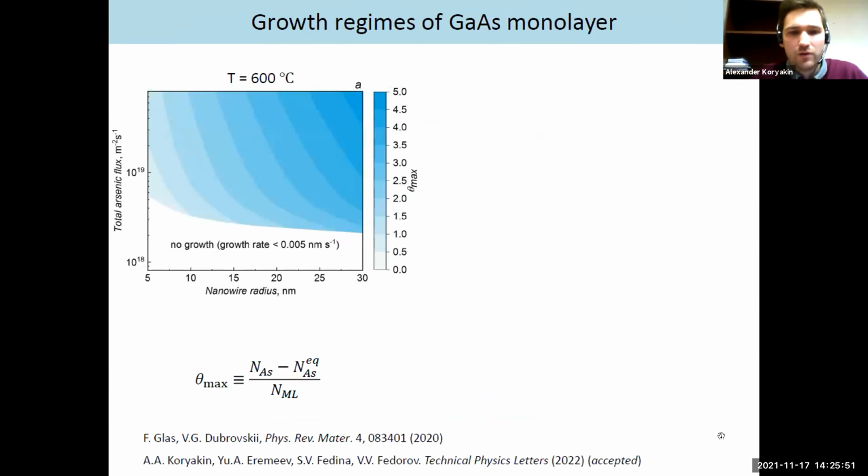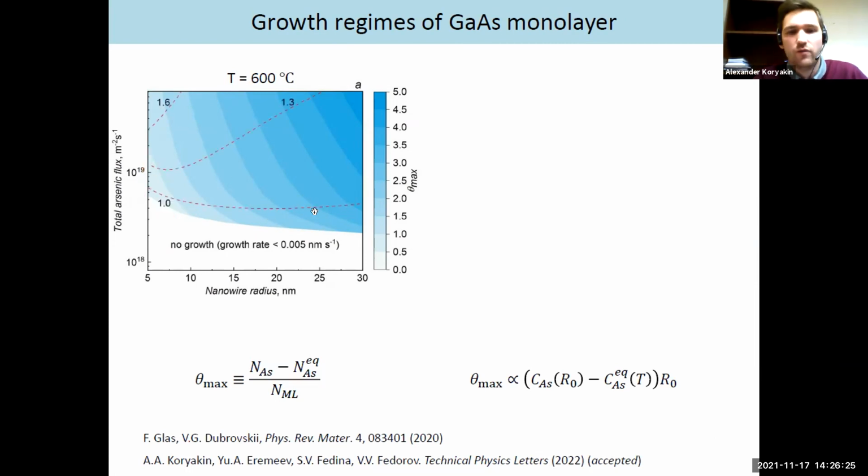This model allows us to plot the dependence of theta max versus nanowire radius, total arsenic flux, and temperature. For example, for high temperature growth of gallium arsenide, we can find a region, highlighted here, where slow growth is possible. So we see that slow growth can be observed in case of small radius and relatively small arsenic fluxes.